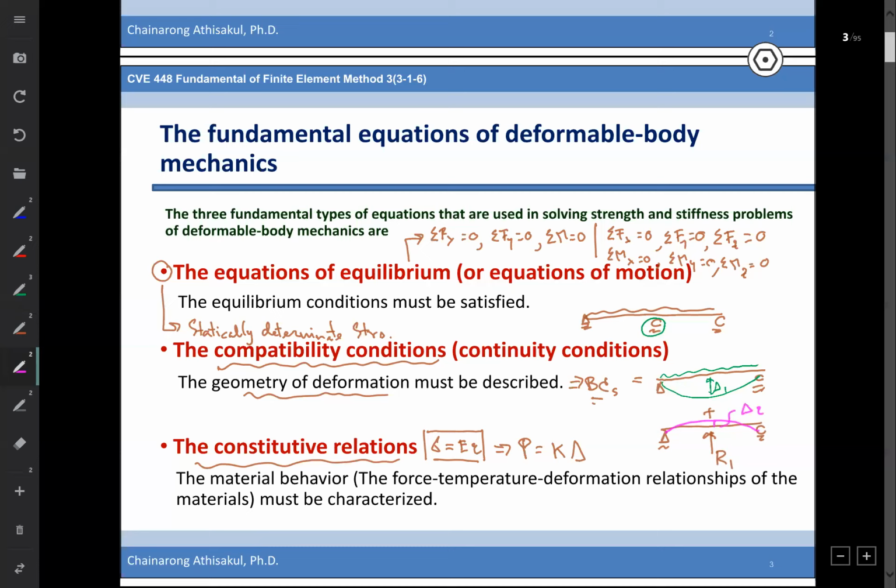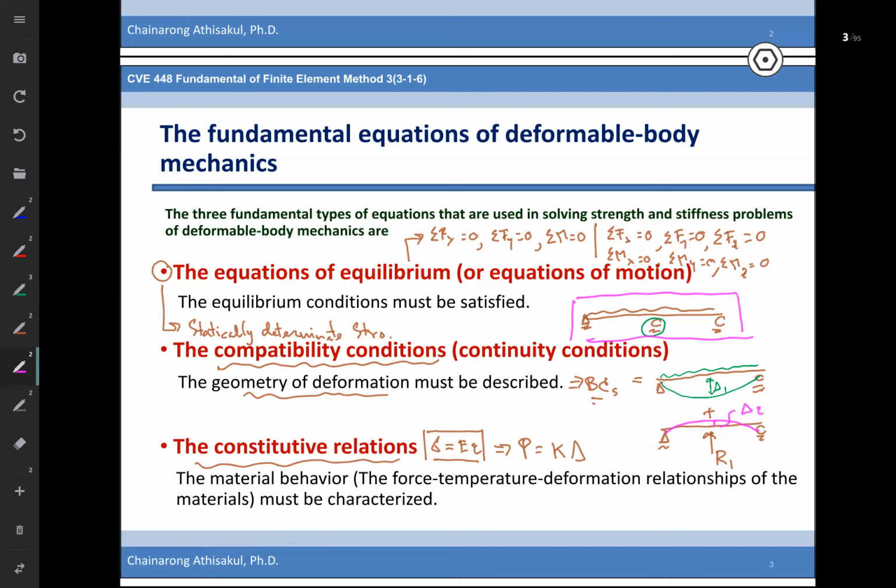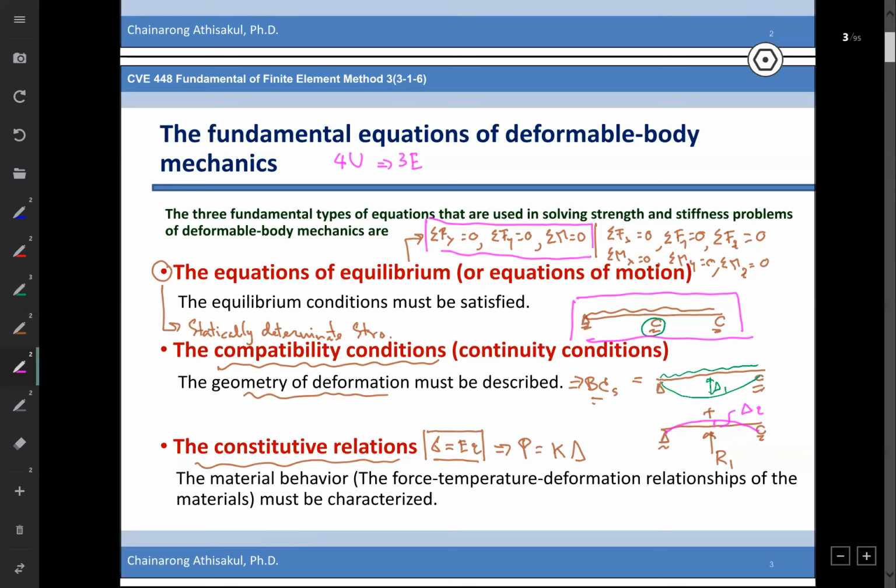Okay, I will show you that this structure actually has 4 unknowns, right? It has 4 unknowns. Okay, but you have just 3 equations of equilibrium. The 3 equations of equilibrium are like this: summation Fx, summation Fy, summation moment. But you have 4 unknowns. So how to solve these 4 unknowns?